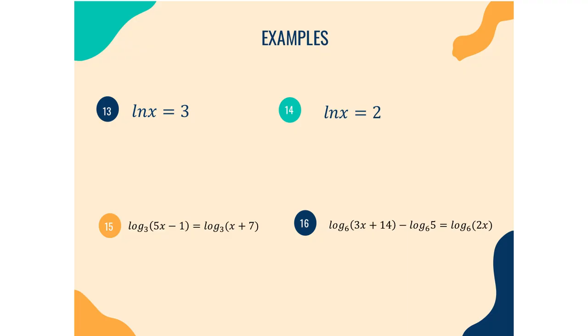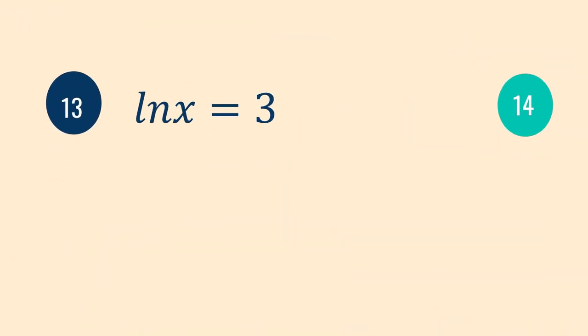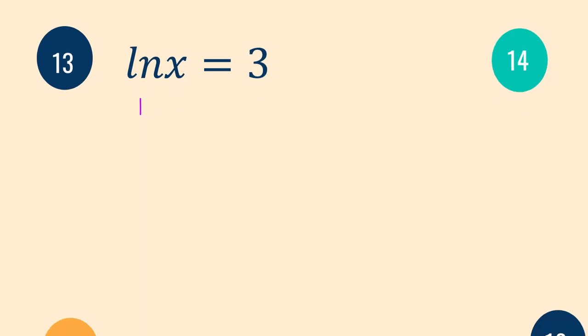All right, looking at the first example, number 13. I have ln of x equals 3. So in this one, I'm going to change that ln to log base e. So writing it, I have log base e of x equals 3. Now that I have log on one side, I'm going to go ahead and put it in exponential. Don't forget what that means is you're going to switch them around. So I'm circling my base and switching the other two. I'm going to have e to the power of 3 equals x.